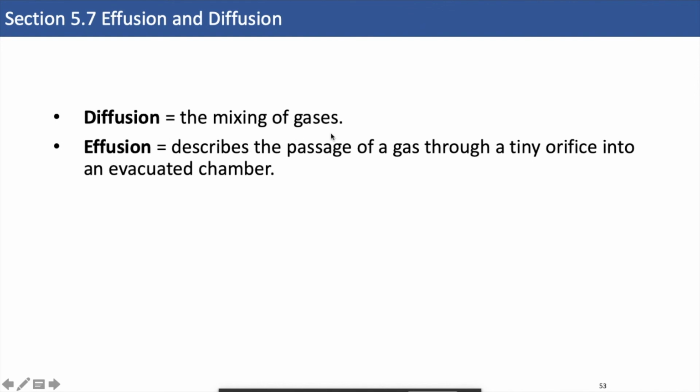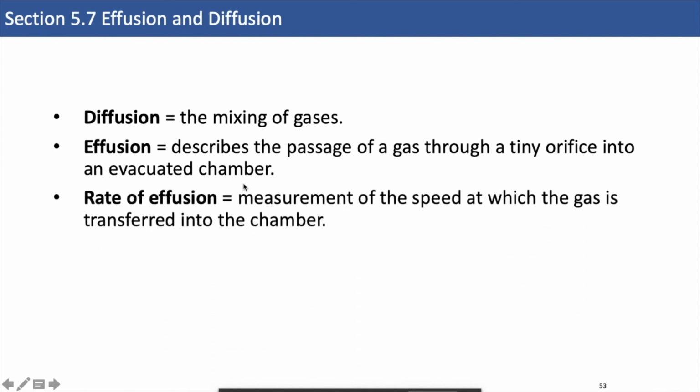Effusion describes the passage of a gas through a tiny hole into an evacuated chamber, which just means a vacuum. And then the rate of effusion is a measurement of the speed at which a gas is transferred from this little hole basically all the way through to the vacuum.